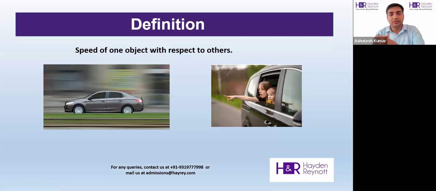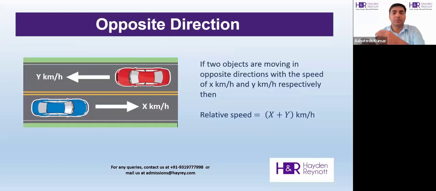Firstly, the definition: relative speed is the speed of one object with respect to the other. For example, when a vehicle is going at 80 km per hour, that is the speed with respect to the person standing on the earth, right? If you are talking about another person standing in a different moving vehicle, the speed of that particular vehicle will be different, right? So how do we find out those speeds when the objects are moving in the opposite or the same directions?